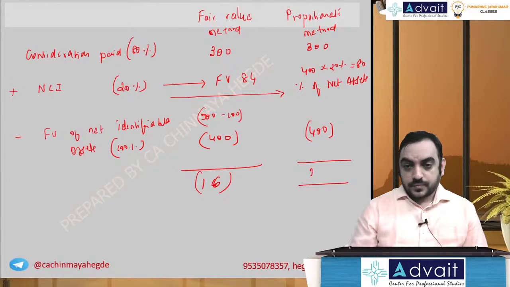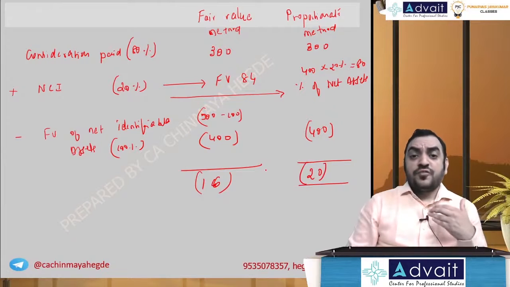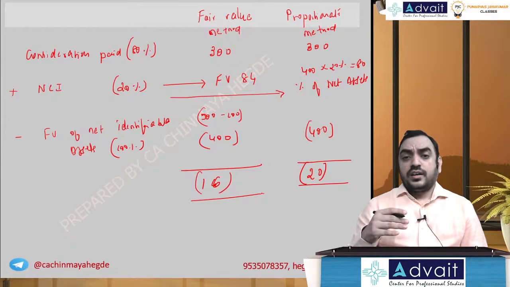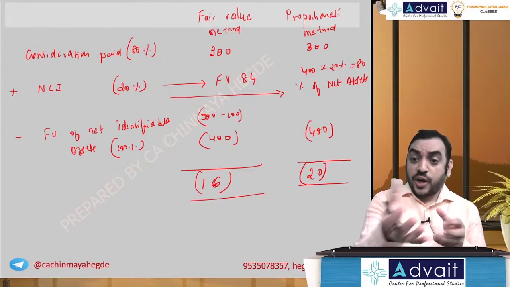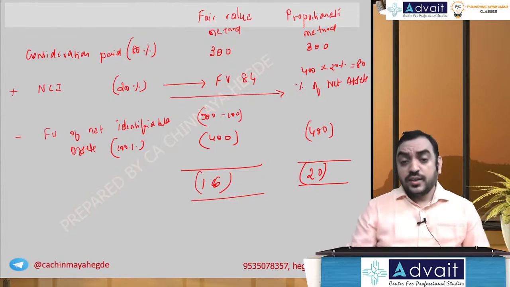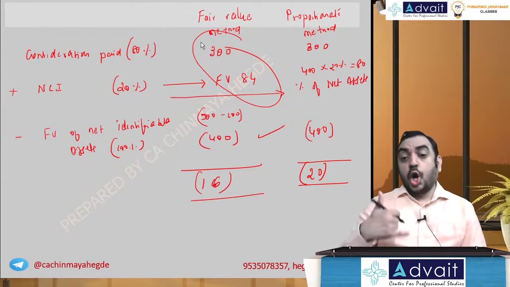Okay, 20. And this is negative, which means you cannot call it goodwill. It's called gain on bargain purchase, in the sense that the consideration is less. What you acquired is more, what you paid is less. You acquired worth 400, but effectively you paid worth only 384, and in this case 380. Since you paid less, you got more.